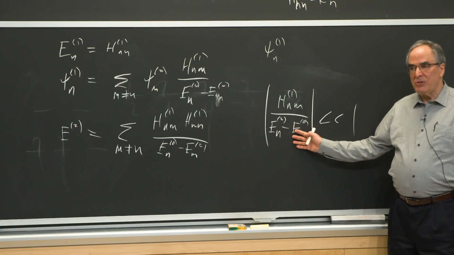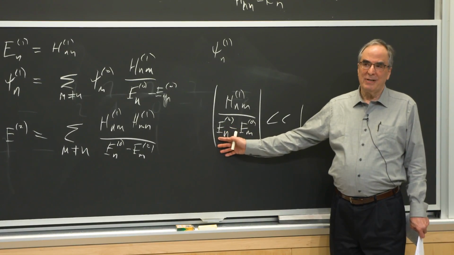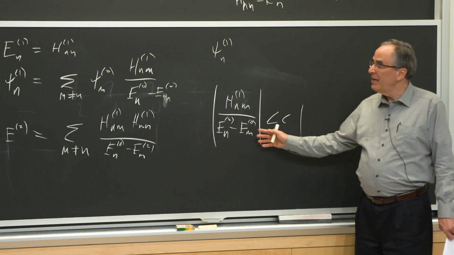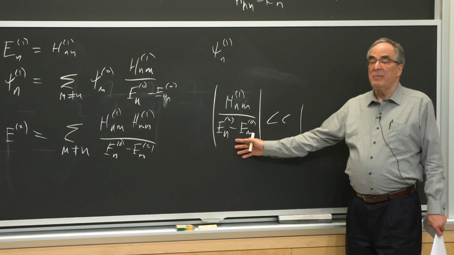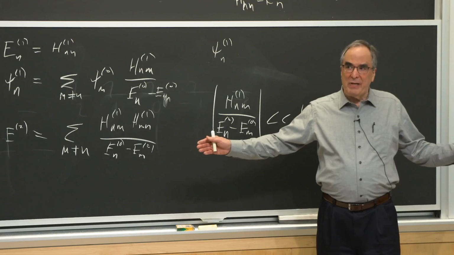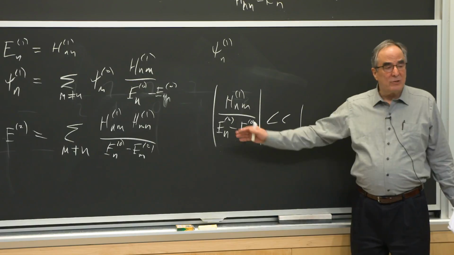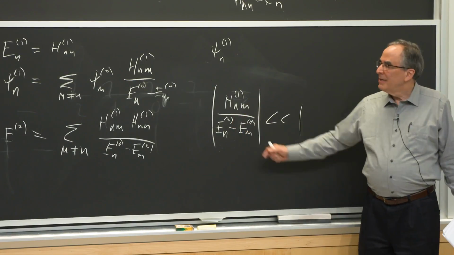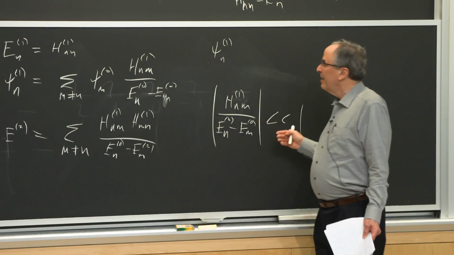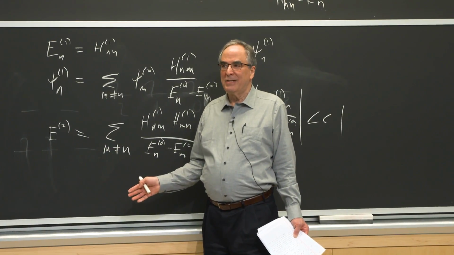So if the energy denominator is near zero, we know we're in trouble. But for the vast majority of energy levels, this term is much less than 1. And so that means we can deal with all of the interactions among the non-degenerate levels in one fell swoop. Now, this is an infinite sum, and this is an infinite sum. So we don't like infinities.